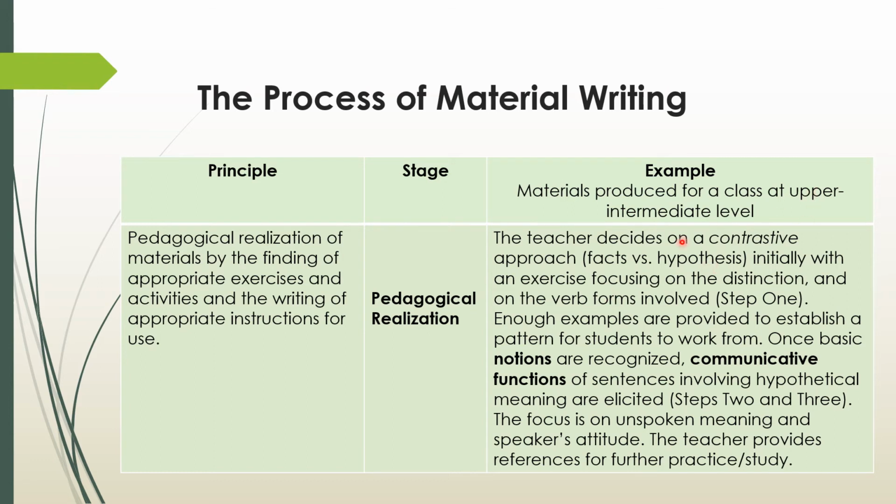So the teacher decides on a contrastive approach, initially with an exercise focusing on the distinction and on the verb forms involved, step 1. Enough examples are provided to establish patterns for students to work from. For example, he says that in earlier slides we have seen that the practices are limited. For example, the student who wants to be a reporter of English football doesn't have much practice there.